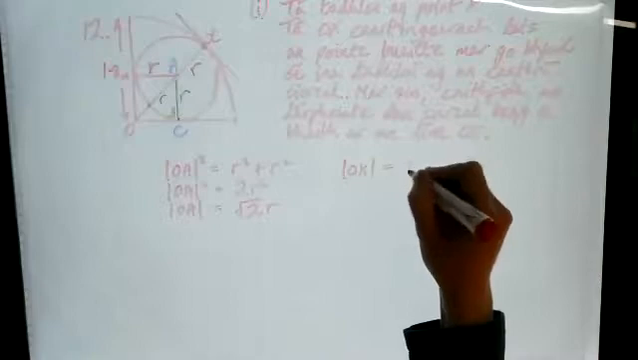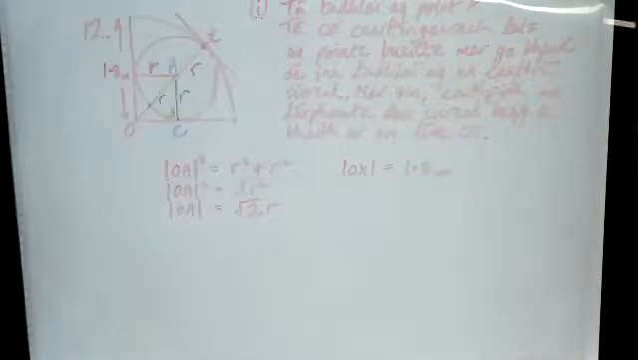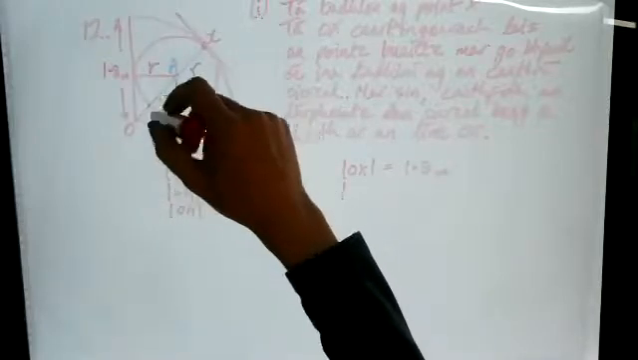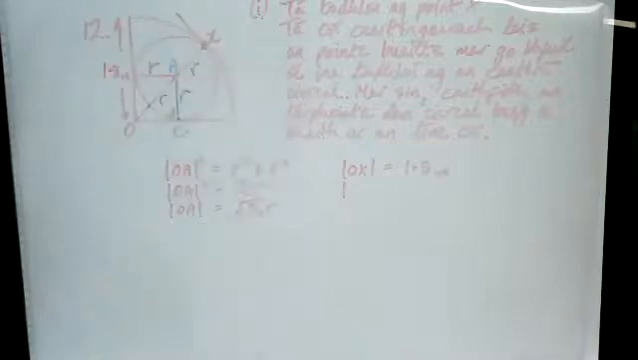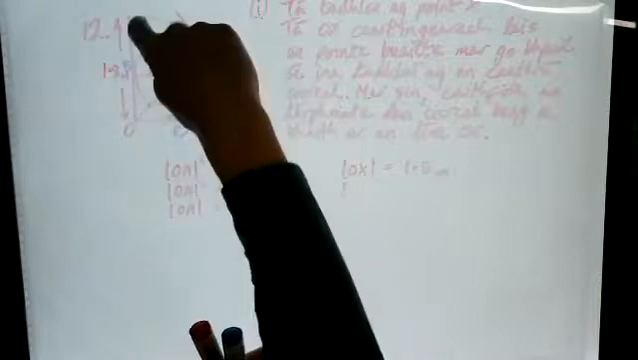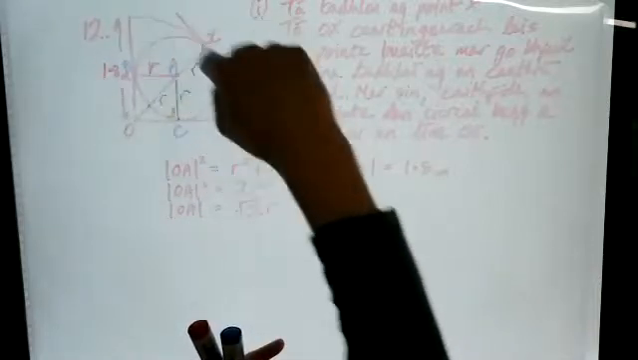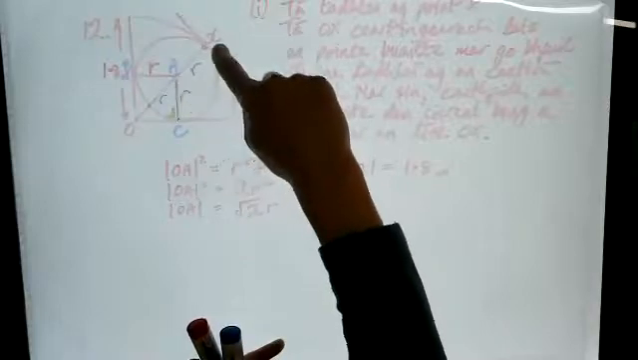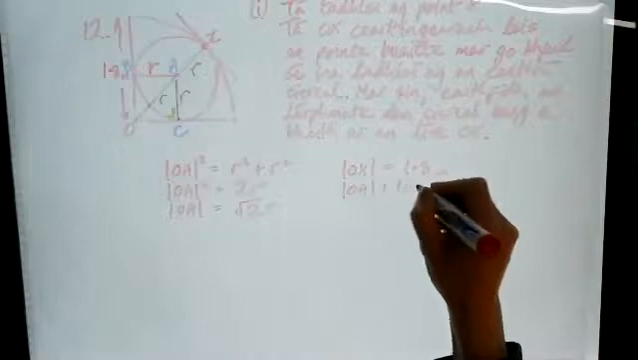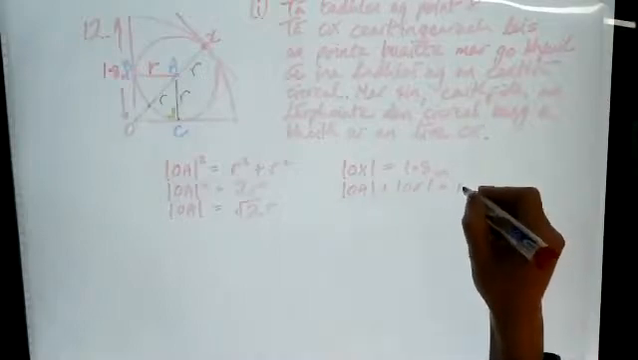Okay, now let's look at the length OX. The distance OX is 1.8 meters, because it is a radius of the circle. So OA plus AX equals 1.8 meters.